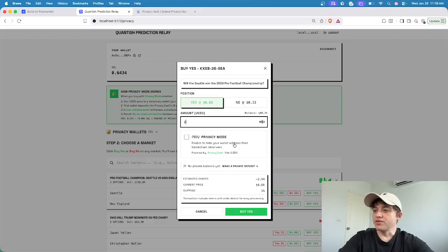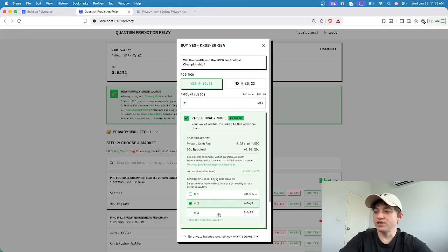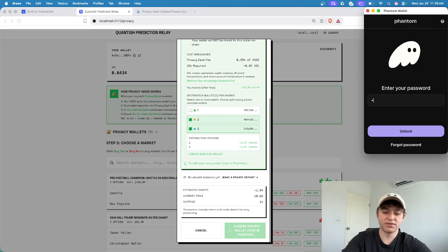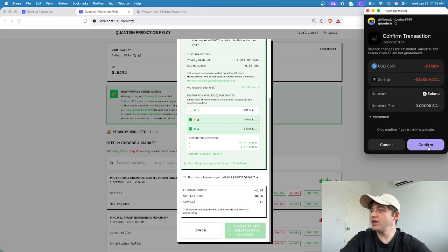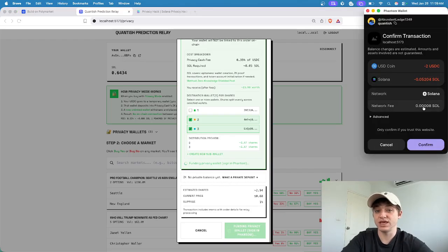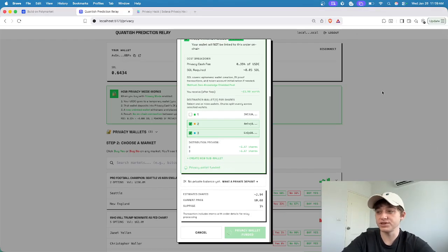So let me just go through this real quick. We'll do wallet 2 and 3. We'll buy on the yes side, put in the order, and it automatically computes the amount of balance that will be needed to execute all these transactions. So it really only makes sense to do this if you're placing a larger amount of orders because you are burning through some Solana. But this will get everything moved through the ephemeral wallets and then also cover the gas through the relayer as well. So let's put this through.